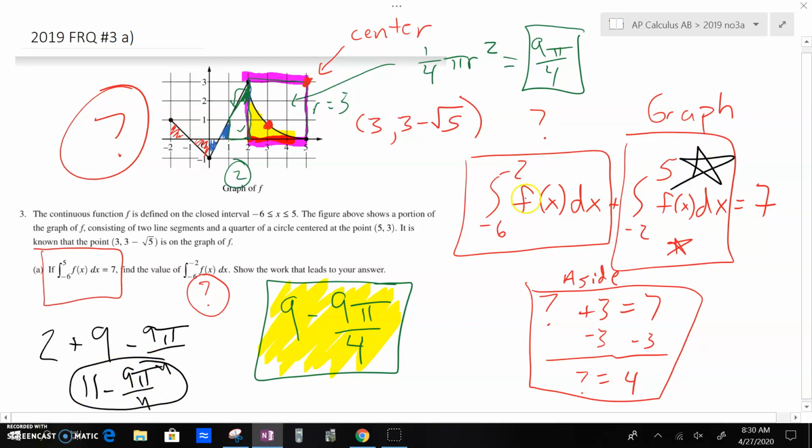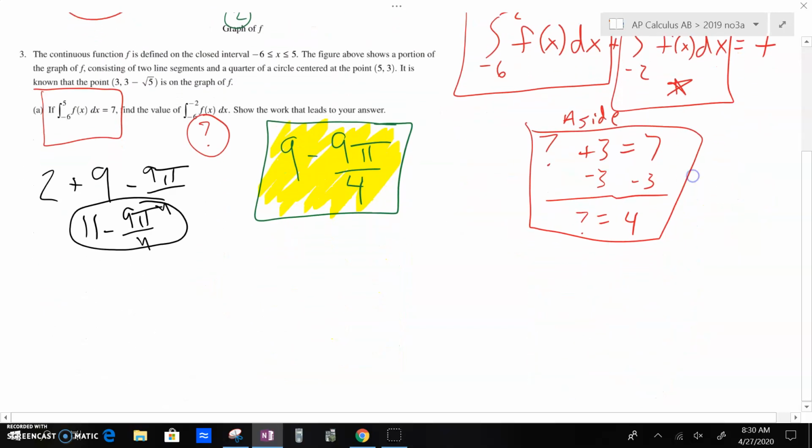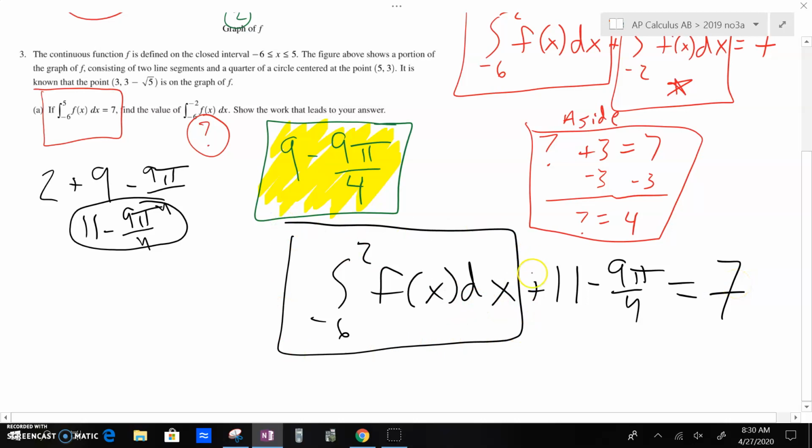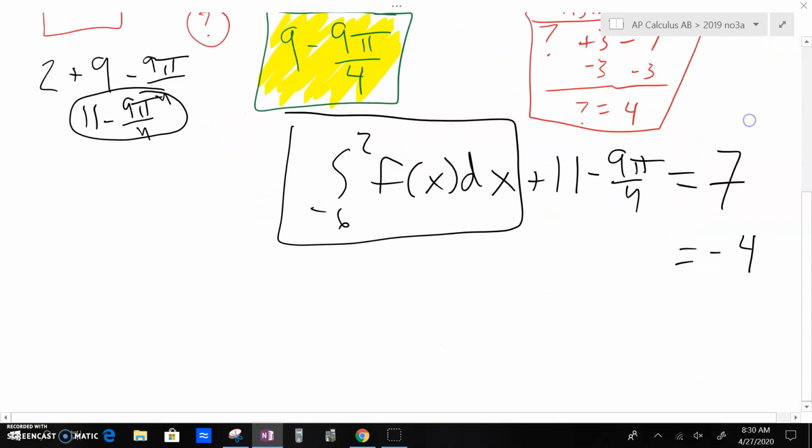So now I've got my question mark, the integral that I'm interested in: the integral from -6 to 2 of f of x dx. I'm going to add to that 11 minus 9 pi over 4, and that all is going to equal 7. Well, to get this by itself, which is what I'm after, I'm going to subtract 11 and then subtract 9 pi over 4. So 7 minus 11 would be -4. Then I have to add 9 pi over 4.